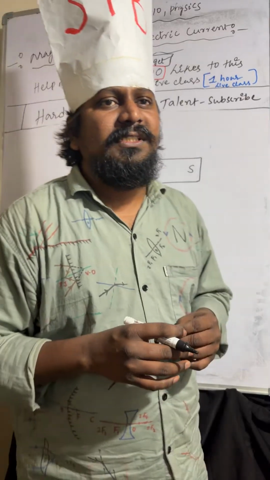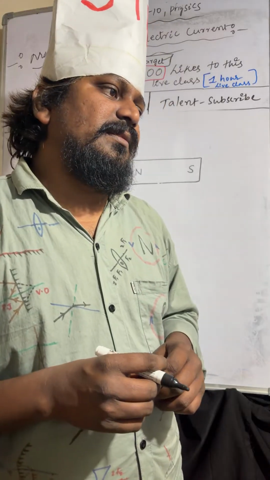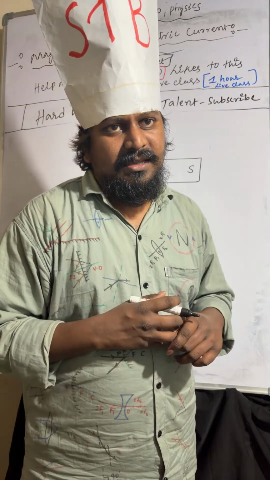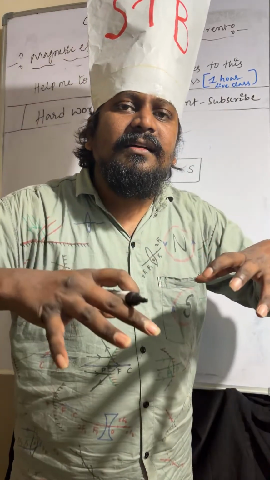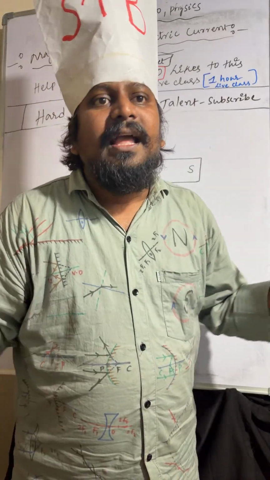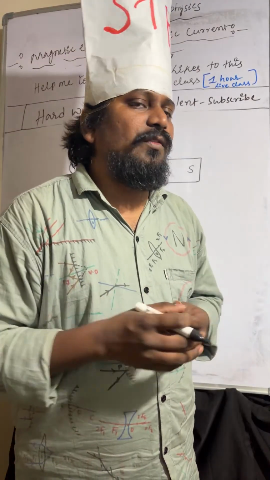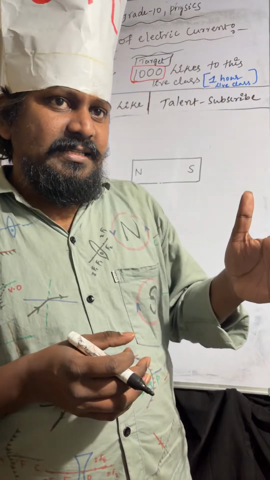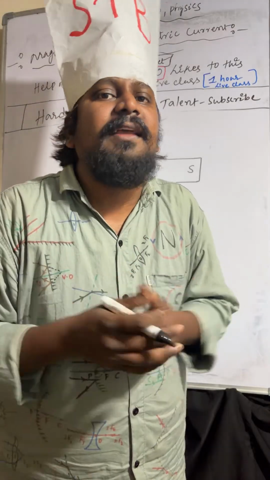How is the magnetic field around the magnet? The magnetic field will be around the magnet in the form of magnetic field lines. The field will be in the form of field lines.